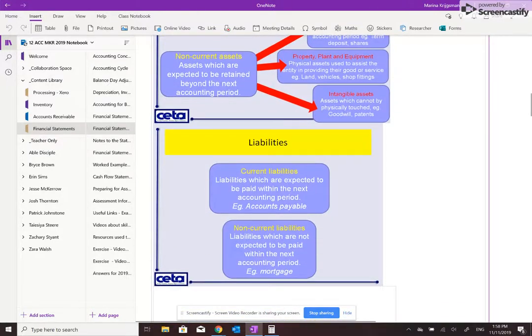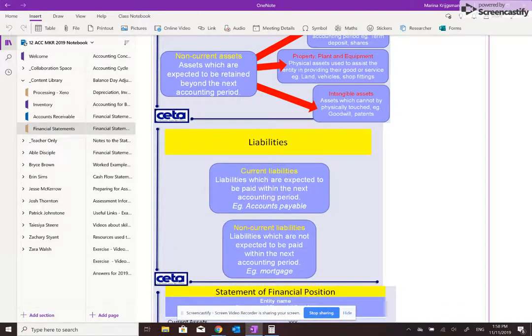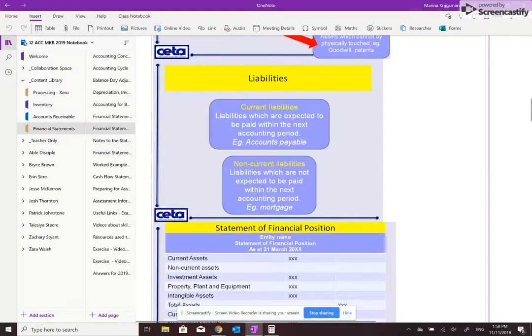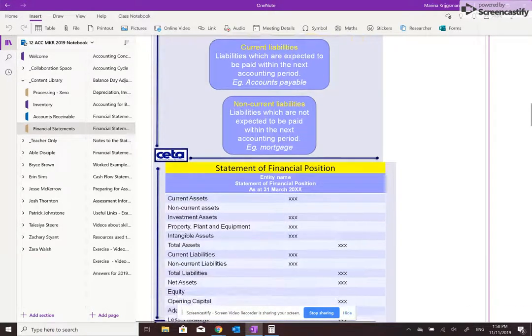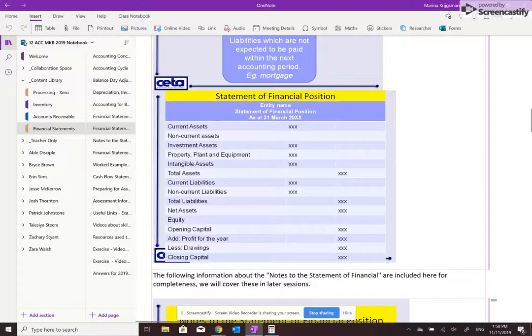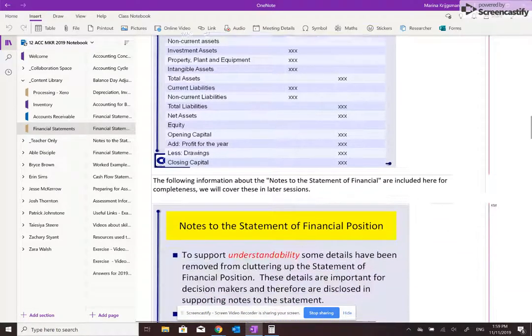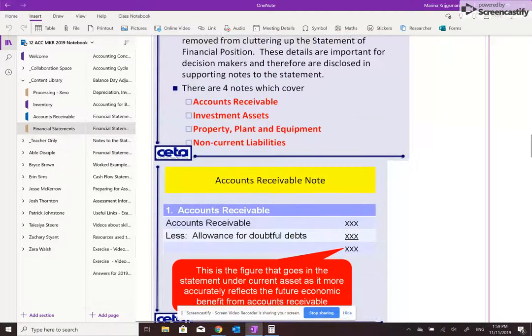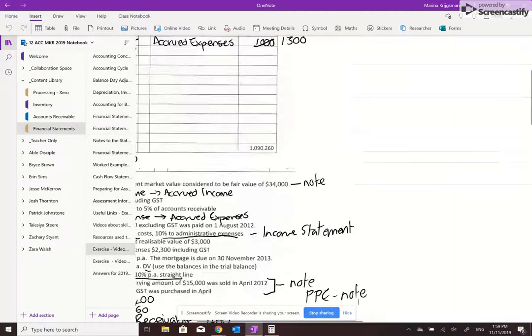Okay, then we have our liabilities. So current liabilities, the ones that we expect to be paid within the next accounting period. Non-current liabilities, of course, we're going to pay later. And this is the basic framework of a statement of financial position. On page 9 of your module, you'll find a set up working framework for a statement of financial position with the notes as well. So let's go back and actually work through that.